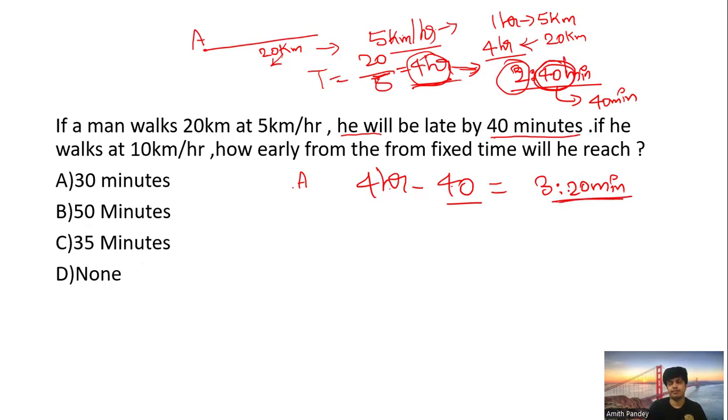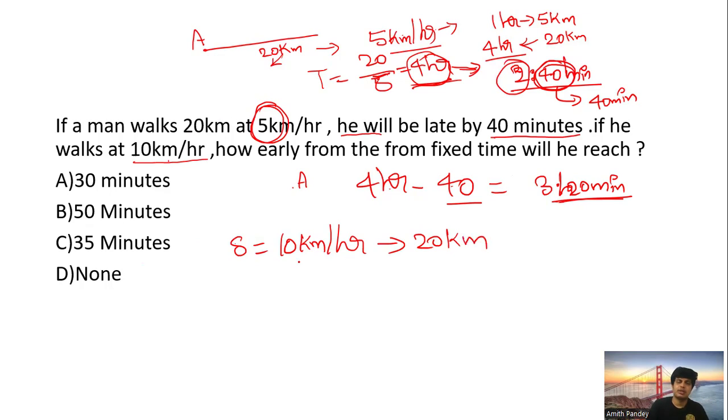But let's say, if he walks at 10 kilometer per hour, earlier he was walking at 5 kilometer per hour. Now, if he walks at 10 kilometer per hour, how early? Fine. So if the speed is 10 kilometer per hour, how much distance does he have to cover? 20 kilometer. Quite simple, right? So in 1 hour, 10 kilometer. So in how many hours 20 kilometers? Obviously in 2 hours.